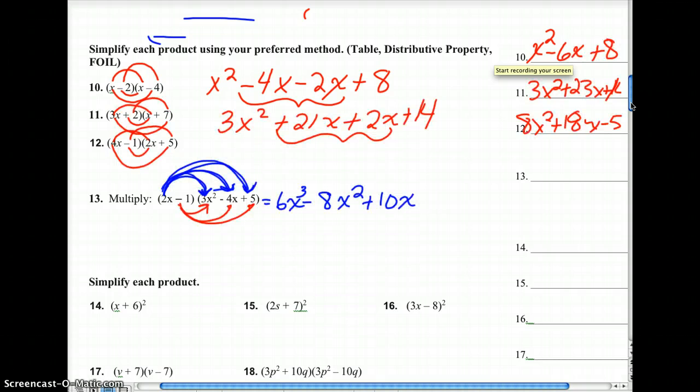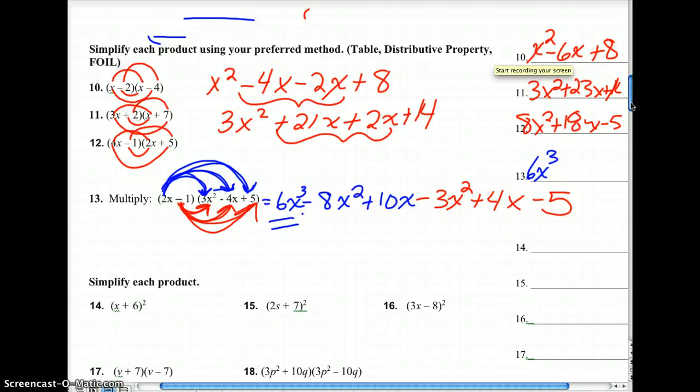Now with my red hops down here on the bottom, I'm multiplying a negative 1 in. Negative 1 times 3x squared is negative 3x squared. Negative 1 times negative 4x gives me a positive 4x. And at the end, when I do negative 1 times positive 5, I get a minus 5. And then I'll combine my like terms to give me a final answer. x cubed has no friends, so 6x cubed goes on its own. I have a minus 8 down 3x squared, so I'd be down 11 of those in the whole. I have 10 x's up 4 x's, so I'd be up 14x. And I have minus 5 hanging on at the end.